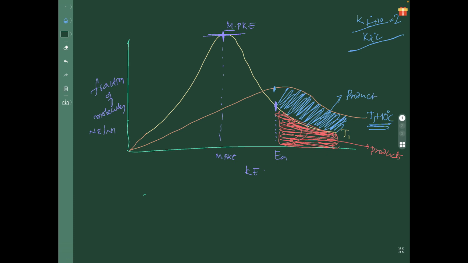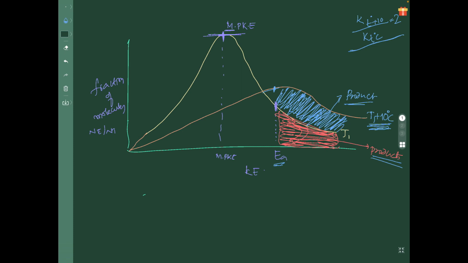Earlier only these many molecules, the red color area, were converted into products. That fraction of molecules only converted into products. But now these many extra molecules can be converted into products by increasing just 10 degrees Celsius. That means when you increase the temperature by 10 degrees Celsius, the height of the curve decreased, it became a little broadened, it shifted towards the right, and the fraction of molecules with more than activation energy is increased, and they are converted into products.